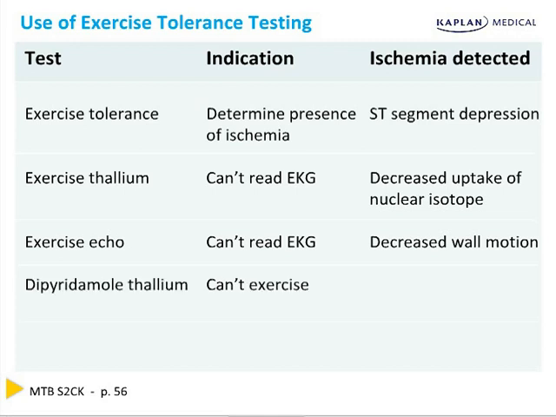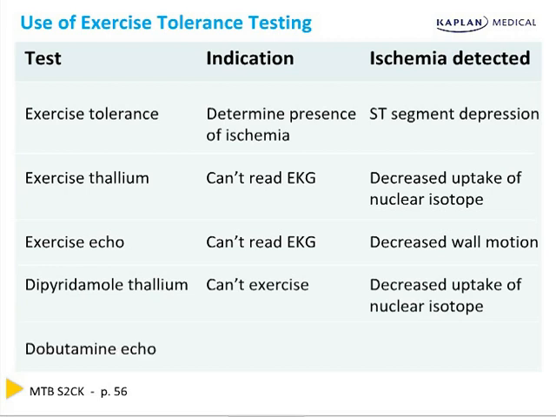Dipyridamole thallium has the same indications as an exercise thallium, except in the person who simply cannot exercise. And you look for a decreased uptake of the nuclear isotope, the same as you would in a stress thallium. And dobutamine echo has the same indication and the same findings, decreased wall motion, as you would on a stress echo. It's just in a person who cannot exercise, which is fairly common.